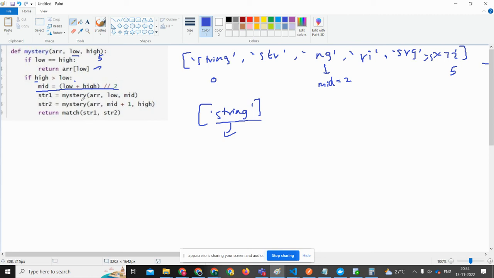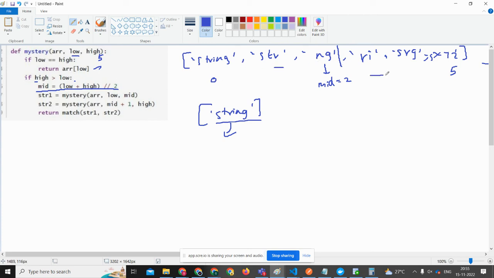Okay. So now what are we doing? We are doing a recursive call. str1 equal to mystery arr, low, mid. So we're calling the left side of the array. We're doing the same thing for the left side of the array, right? Do we include the mid or not? That's the question here. Okay, yes, we include the mid, we are putting mid as high.